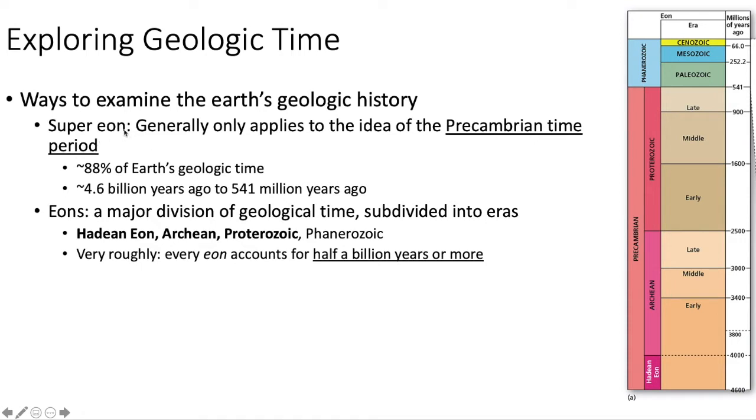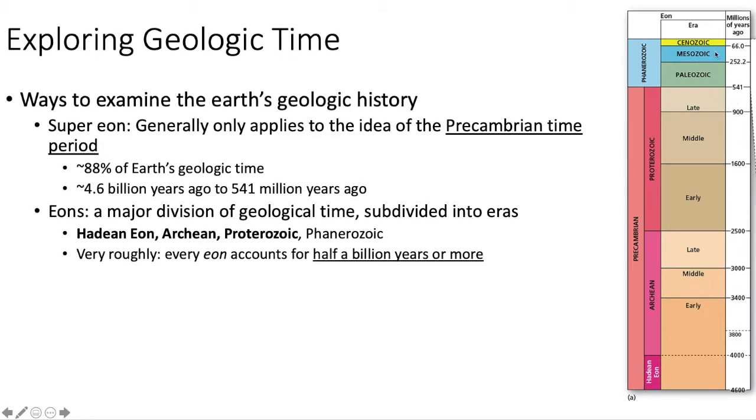And so the super eon really only applies to a single idea, and that is the time before the Cambrian time. So this refers to the Precambrian time period. In this eon, excuse me, I have to be careful with the vocabulary here. This super eon refers to about 88% of Earth's geologic time, from around the birth of the planet 4.6 billion years ago, all the way up to 541 million years ago. You can see that on this timeline here along the right side.